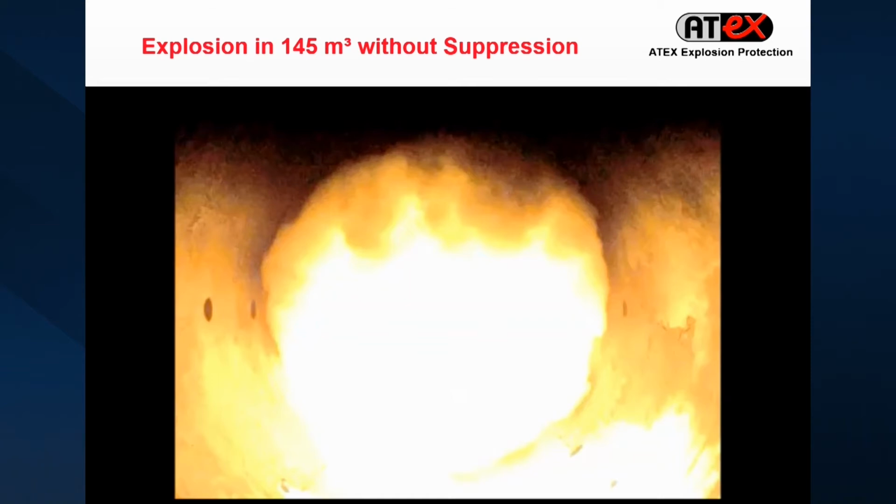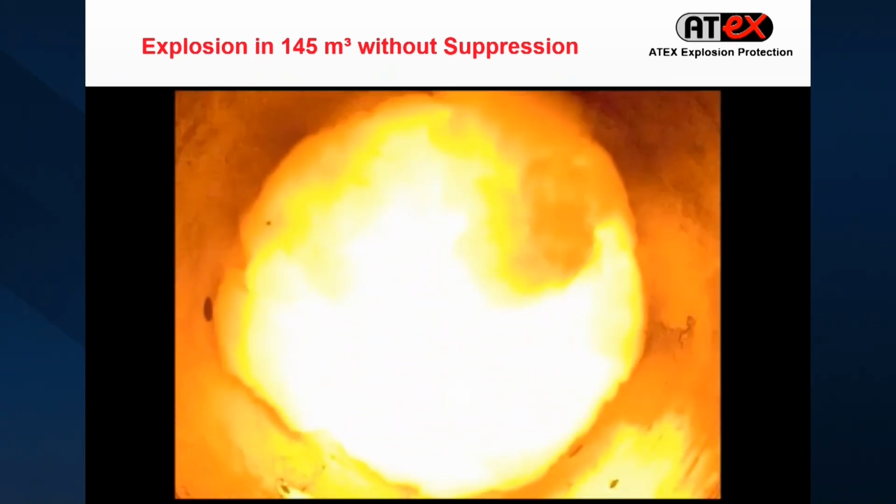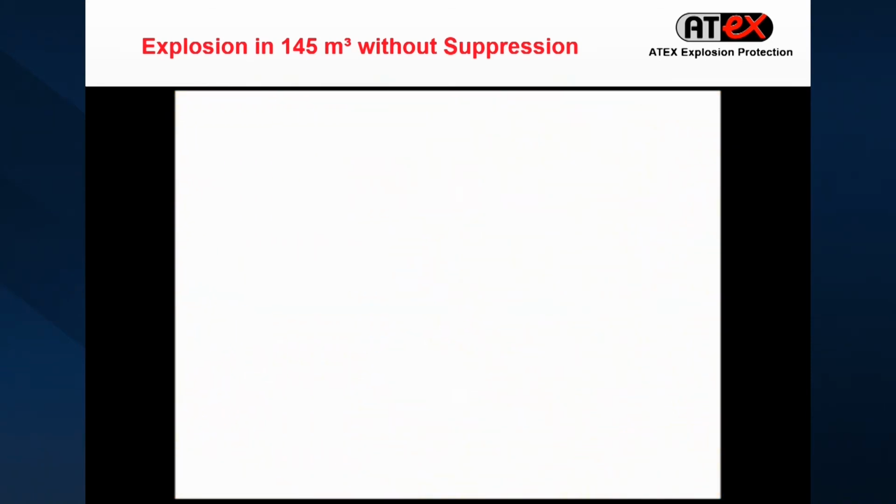What you see here is an explosion in a 145 cubic meter vessel. I have to do a little bit of talking now, because we introduce dust at the end of the vessel, and then we just let the explosion go, and this is a high-speed film showing how the explosion behaves in this 145 cubic meter vessel. You see a little bit of yellow here. It will disappear again, and it takes a little longer until it comes up again, and then the flame breaks together. So this is only an explosion, no suppression.